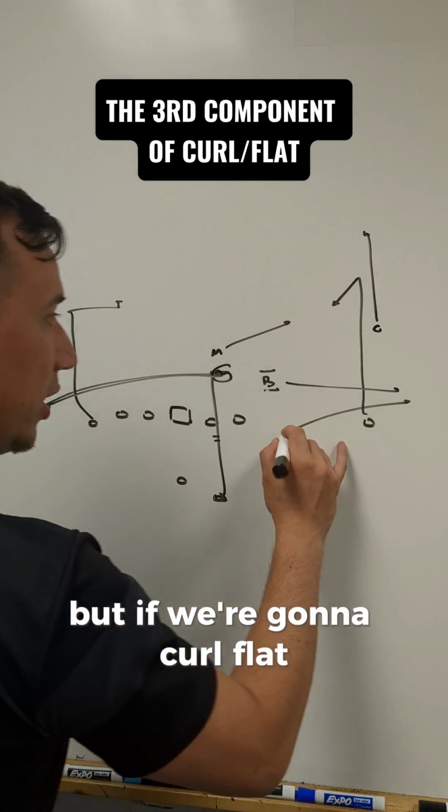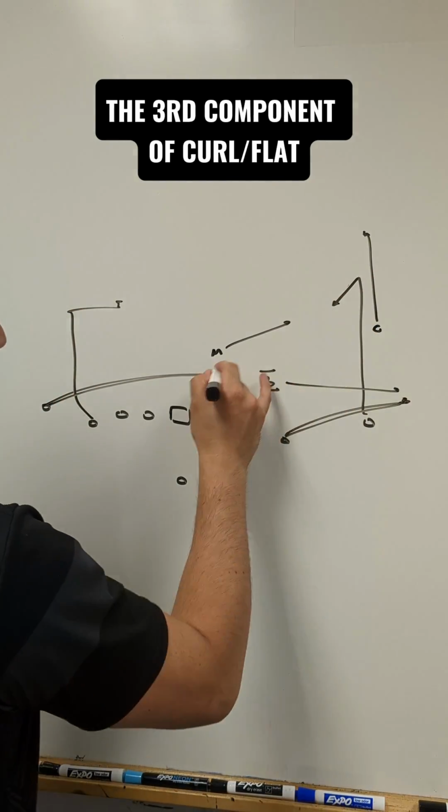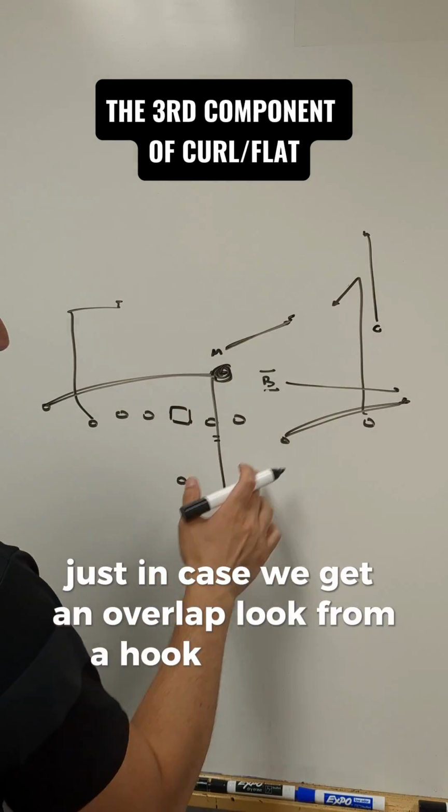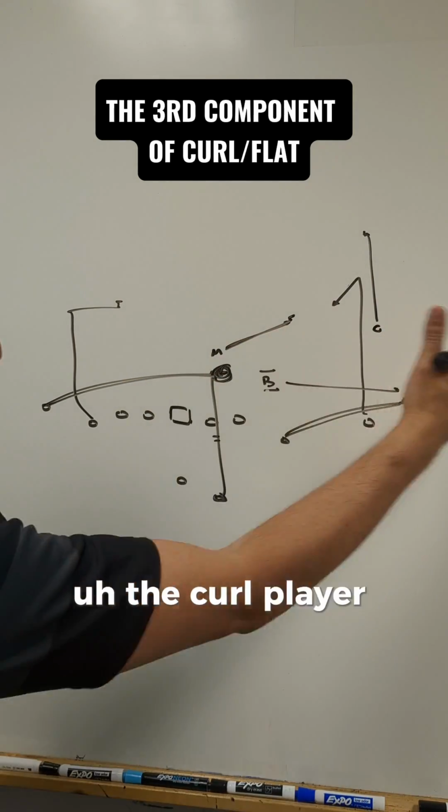But if we're looking at curl flat, we need the flat, obviously, we need the curl, but then we also want the replace player just in case we get an overlap look from a hook player to replace the curl player who's getting a lot of width.